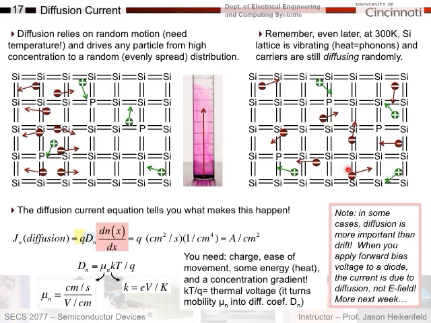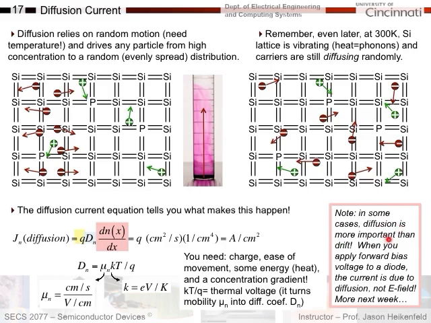Remember, that does not mean that the electrons then just stop moving. At 300 K, the silicon atoms are vibrating back and forth as phonon energies. So that's a phonon, which is vibration of the silicon. And the electrons are also moving around, until they find a hole to recombine with. And as I mentioned, in some cases, diffusion is more important.